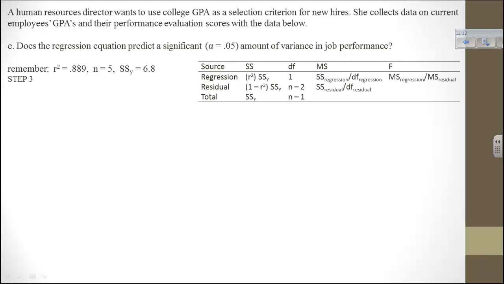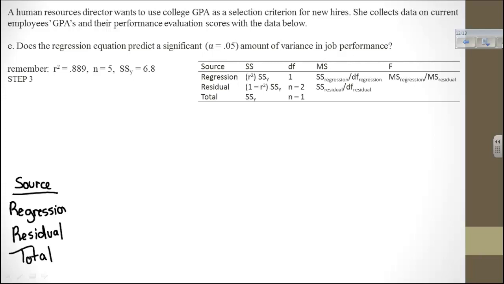Okay, so starting off with our sum of squares total is equal to the sum of squares y of 6.8. Then our sum of squares residual, we already found that. You know what? Let's go ahead and erase these. Go away. Let's put these things in a source table. So source, regression, residual, and total.